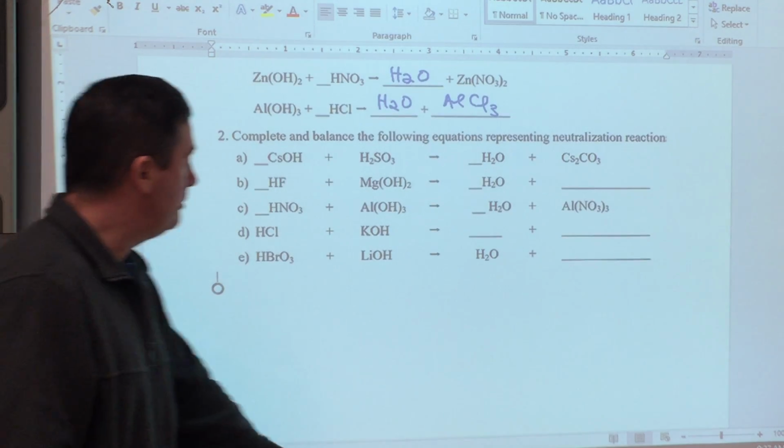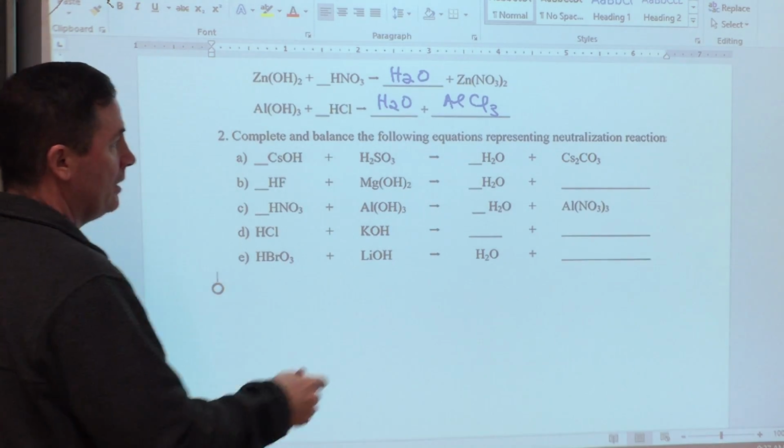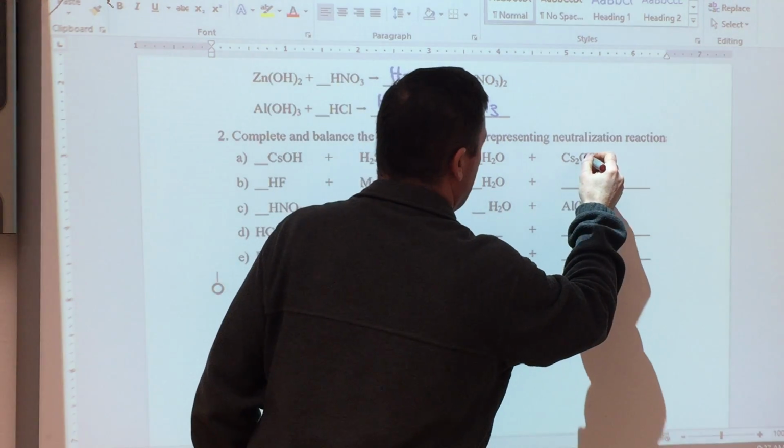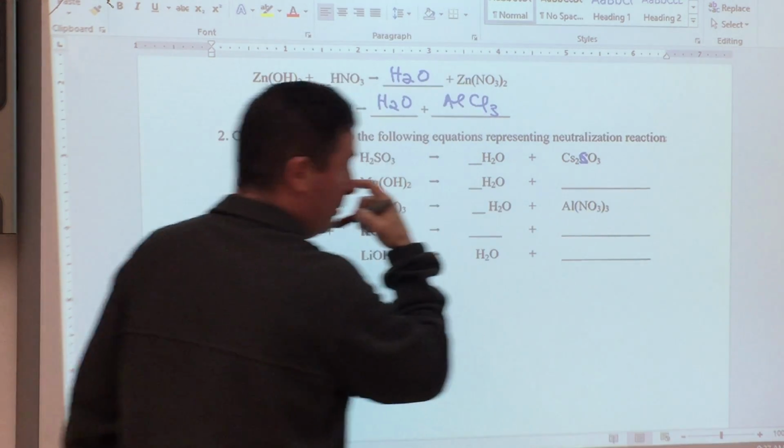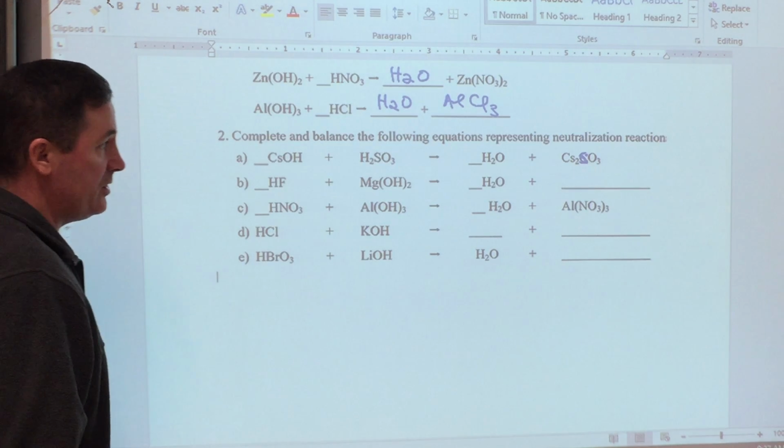Down at the bottom, this is supposed to be an S here, but we're not going to hit that one anyway, that's just for balancing.